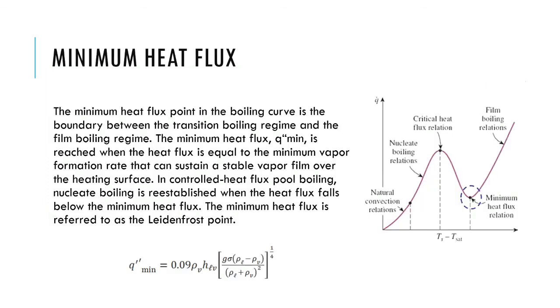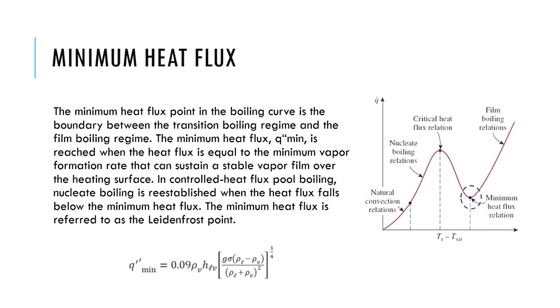Moving on, we have minimum heat flux. The minimum heat flux point in the boiling curve is the boundary between the transition boiling regime and the film boiling regime. The minimum heat flux Q minimum is reached when the heat flux is equal to the minimum vapor formation rate that can sustain a stable vapor film over the heating surface.